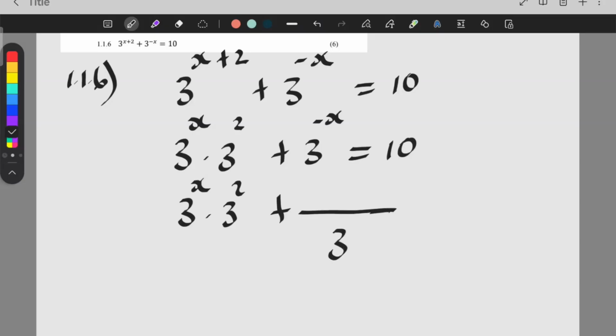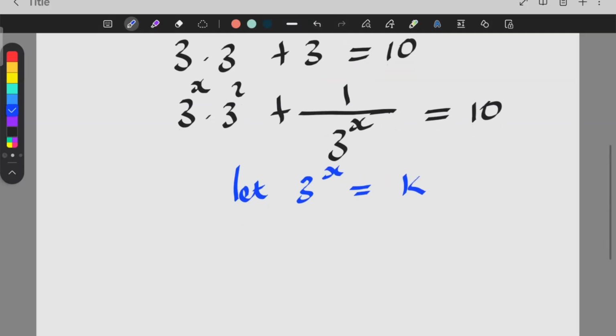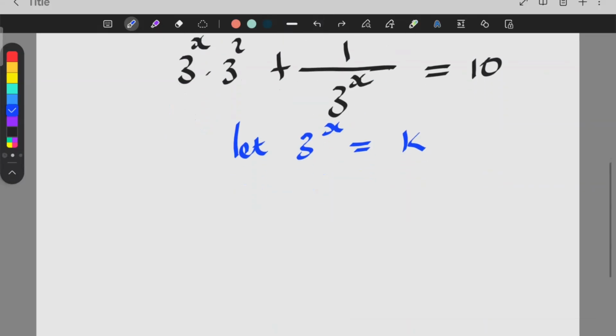So I'm going to write a fraction. There it goes down. You see there's no number here in front of 3. So if there's no number, there's actually an invisible 1. It's 1 times 3 to the negative x. So on top, I put the 1 there, and then equals 10. So let 3 to the x be k. So I'm going to change this whole question. This is now k, and this is now k. I think it will make the sum easier.